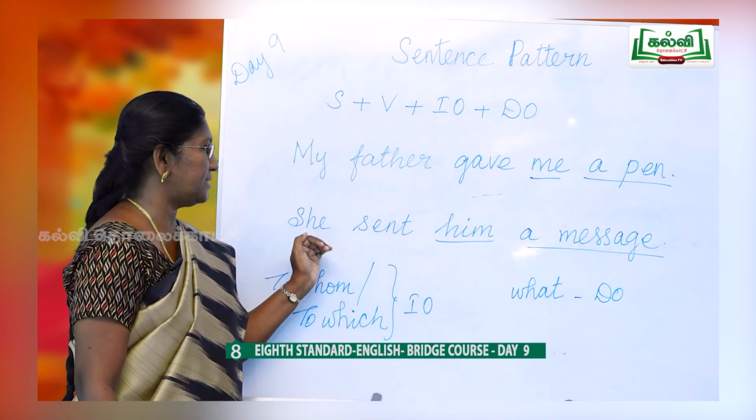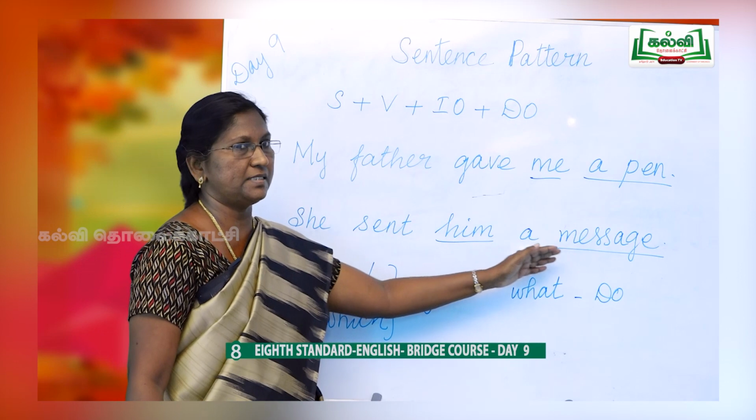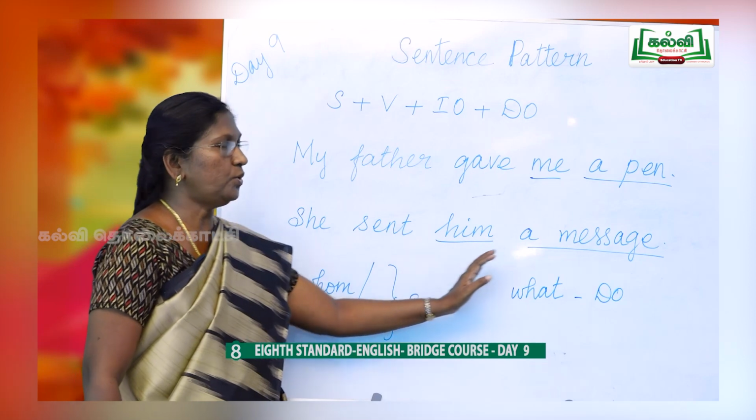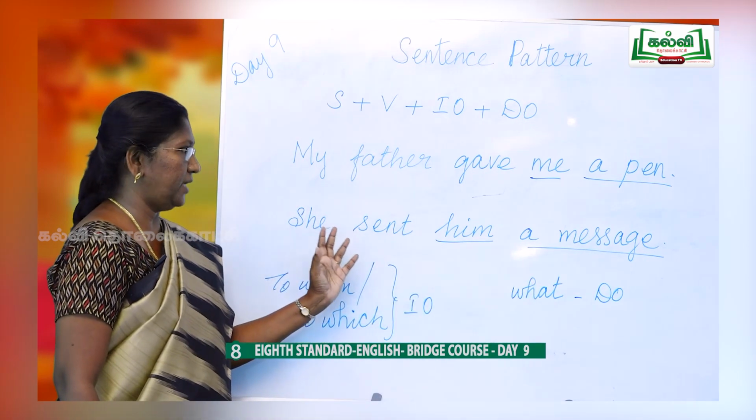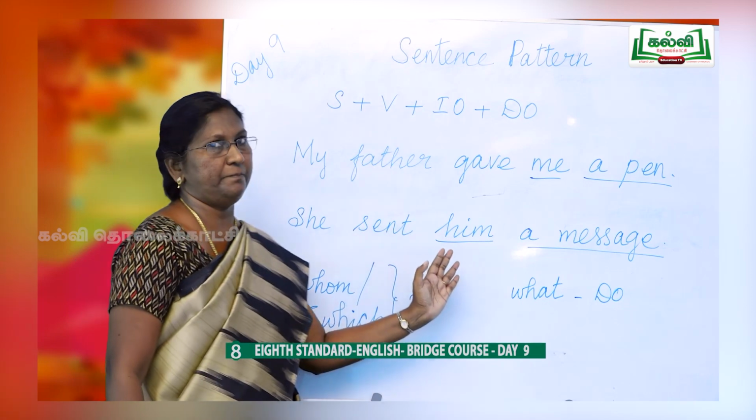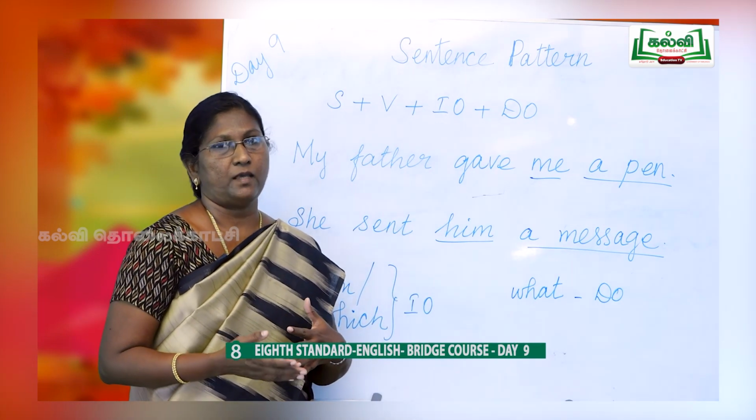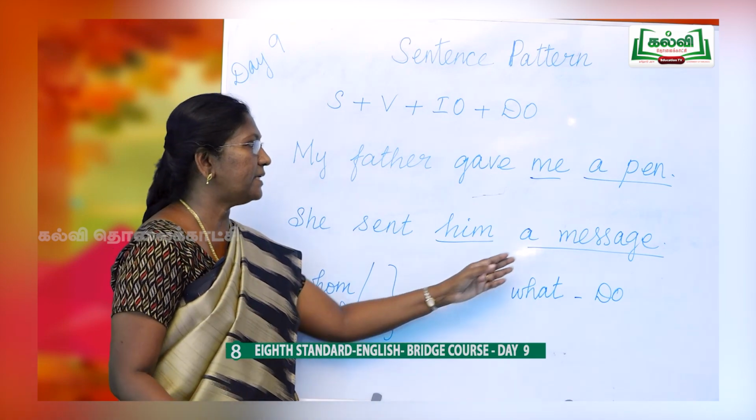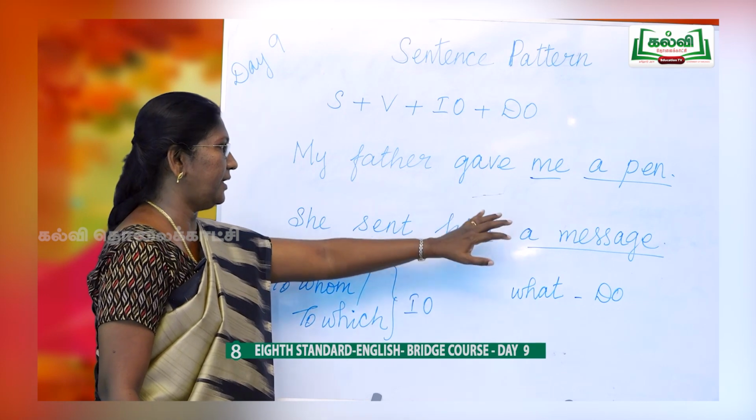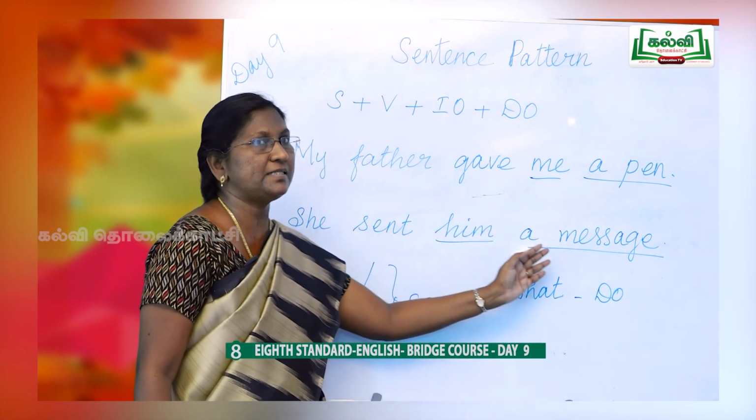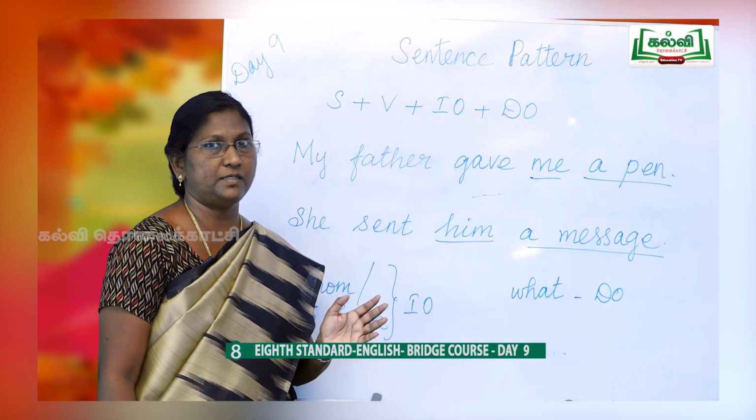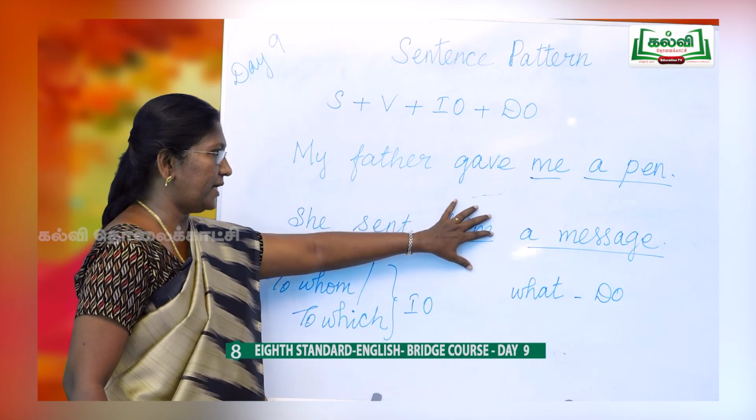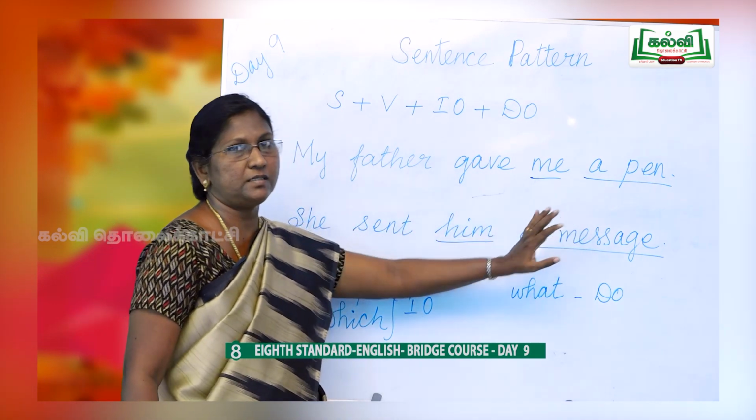Likewise, in the next sentence, she sent him a message. Here she is the subject, sent is the verb. Here we have got two objects. So let us read the first object. She sent him. Is the meaning completed? No, the meaning is not completed. She sent him what? She sent him a message. Now we shall leave this part and read the sentence. She sent a message. Now the sentence is completed. So we can understand the full sentence without this part. So now this part is the indirect object and this part is the direct object.